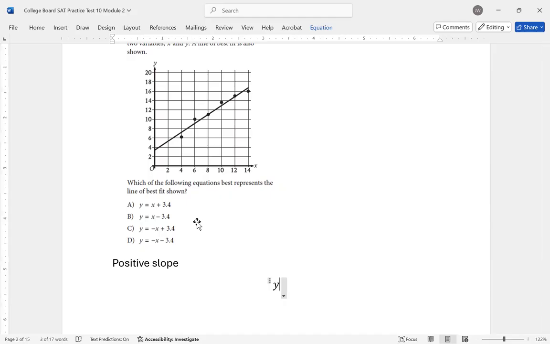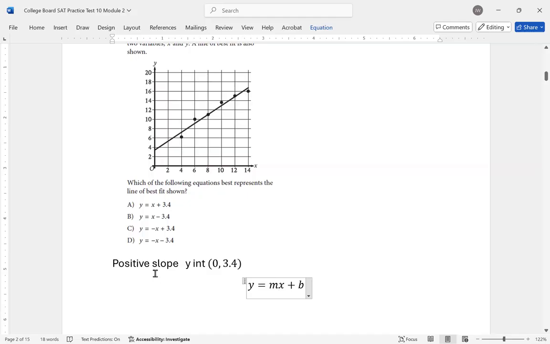I'm thinking of this line as y equals mx plus b, that's slope-intercept form. So the m has to be positive. So I've eliminated C and D already. The other thing is that notice the y-intercept looks like it's 0 and then a positive 3.4. So the y-intercept is 0, positive 3.4. Now, I might not be able to see that it's perfectly 3.4, but those are my options. It's either positive 3.4 or negative 3.4. So this is positive 3.4.